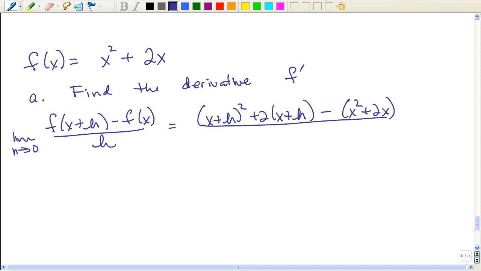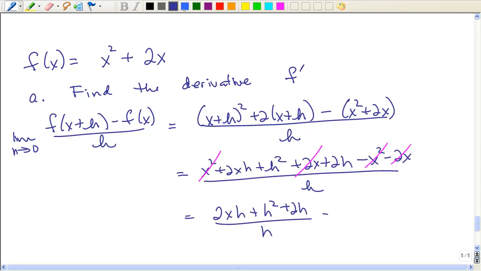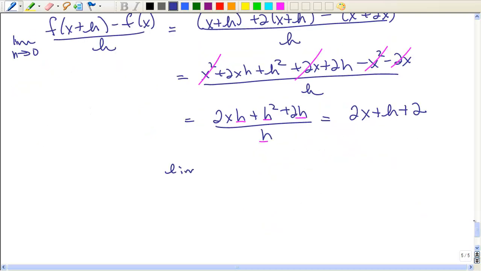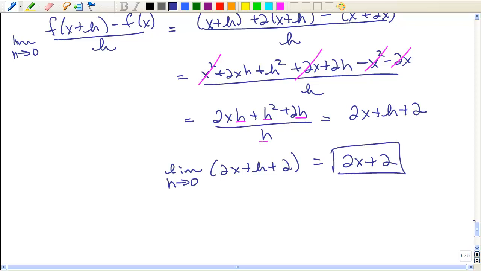So you can see this time, instead of doing the 4 steps, I'm just going to do it all in one. Pick a way that you feel comfortable. Okay, and you're going to reduce. They all have an h, right? Here, here, here, and here, so I can cancel out an h. And now the last thing I want to do is take the limit as h approaches 0, and I would get 2x plus 2. So that is part A, to find the derivative.